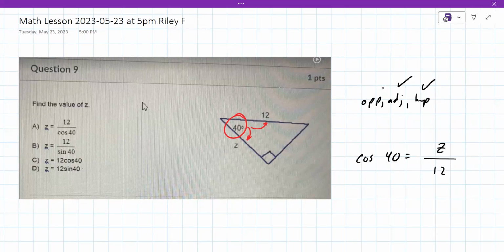How do you solve for z here? How do you undo division by 12? You multiply by 12 to cosine 40. Yes. So z equals 12 cosine 40. What will be the correct answer on the multiple choice here?